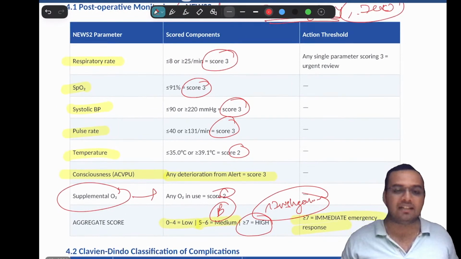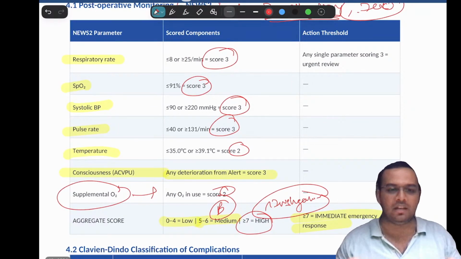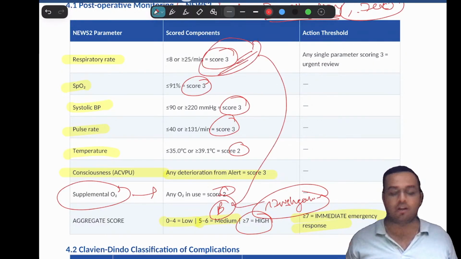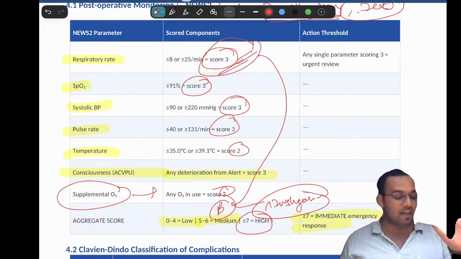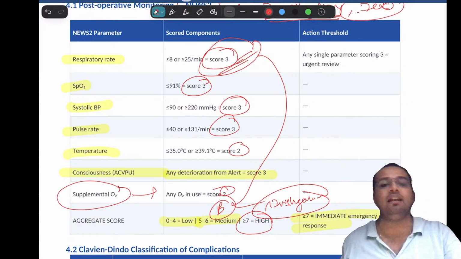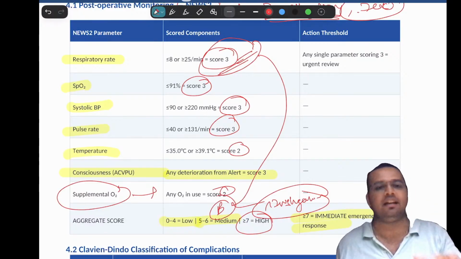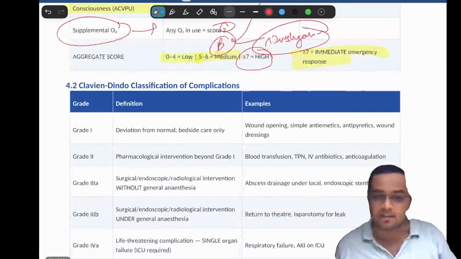So for example, let's consider that the overall score is coming normal, but in one of the parameters, only the respiratory rate has risen and the score is 3. That is the time when you have to do early monitoring of the patient. So this score is given in Bailey and Love. It is important from a clinical point of view. It might not be important for your MCQs, but this score is very highly clinically important.